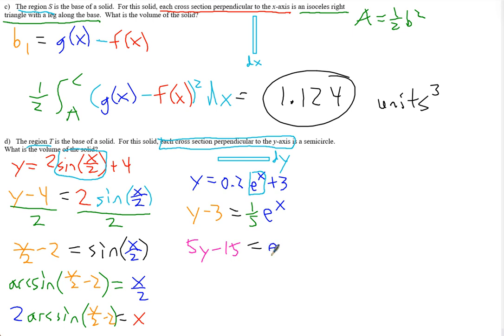And then we can switch to log form to get the x out of the exponent. So it'll be log base e. Remember, the log equals the exponent, so the log of 5y minus 15 equals x, the exponent. And then you can rewrite log using ln. So x would equal natural log of 5y minus 15.